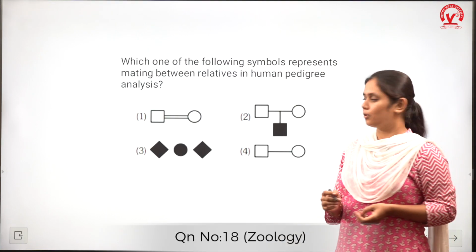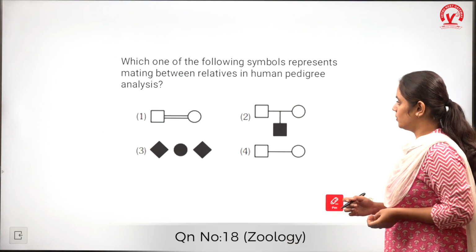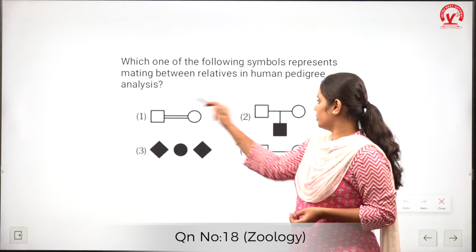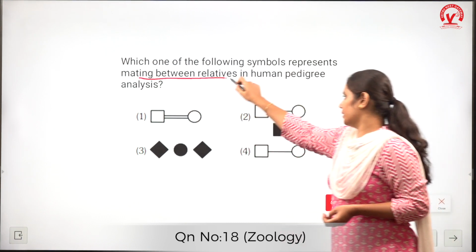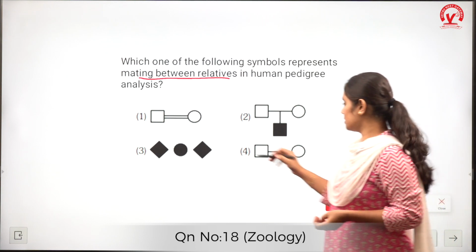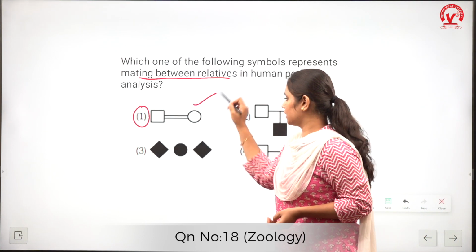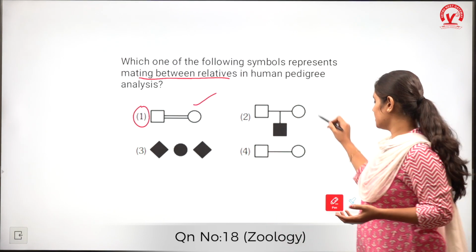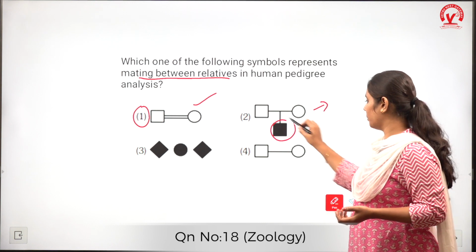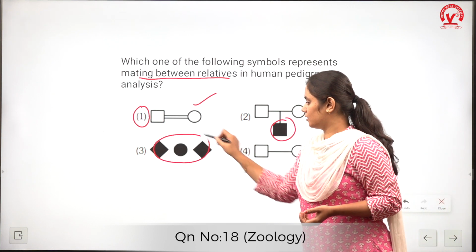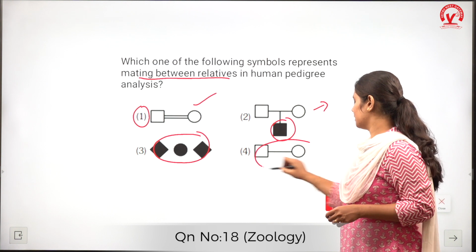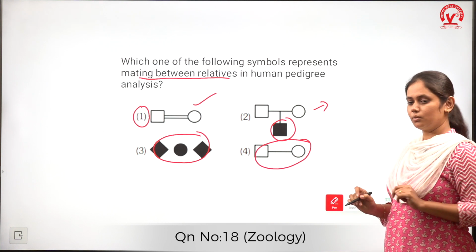Which one of the following symbols represents mating between relatives in human pedigree analysis? So they are asking the symbol representing mating between relatives. The option is option 1. This is correct, that is consanguinity. Whereas this represents parents with affected male, this represents affected individuals, and this symbol represents mating between two individuals.